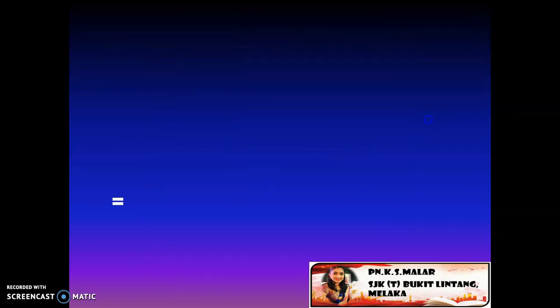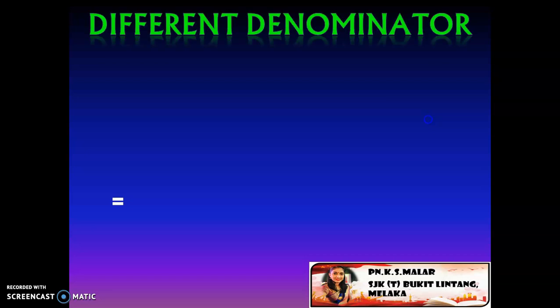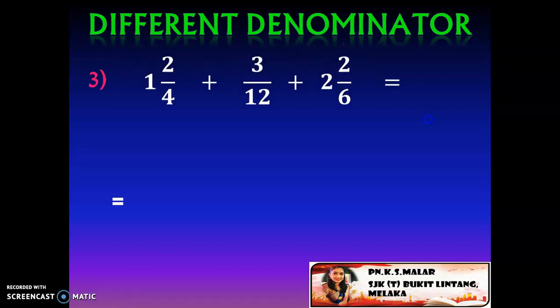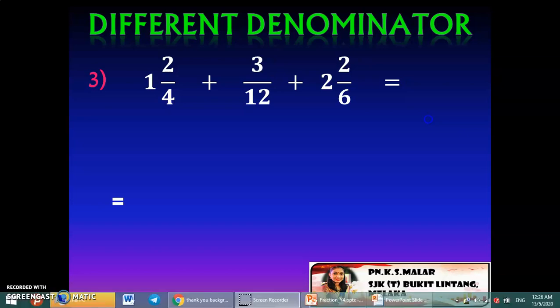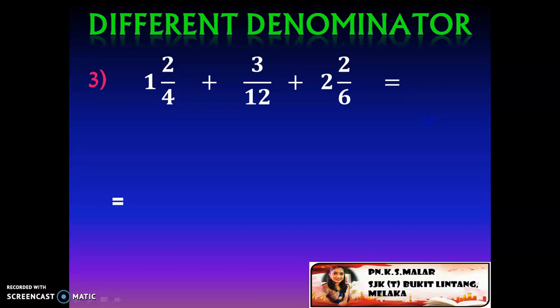Okay, now we are going to see the addition of 3 fractions with different denominators. The question is 1 and 2 over 4 plus 3 over 12 plus 2 and 2 over 6. Now we look at the denominators. All the denominators are not the same. So the first step is we must change all the denominators to be the same.